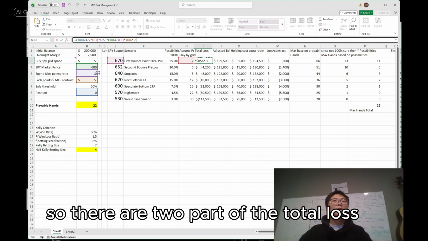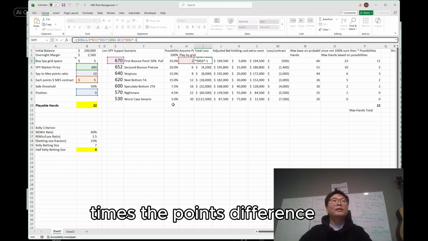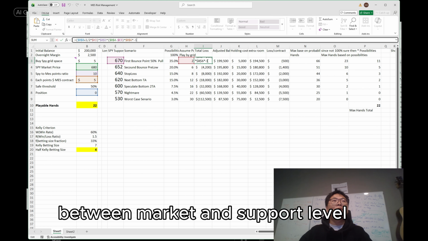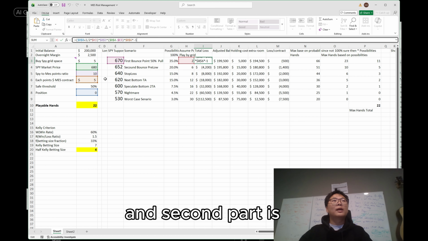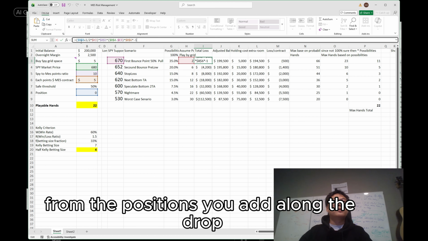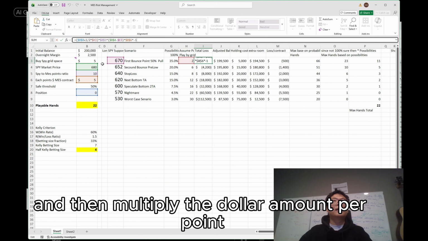So this is how you calculate it. There are 2 parts to the total loss. The first part is from the positions you already have, times the points difference between the market and the support level, then multiplied by the dollar amount per point. The second part is from the positions you add along the drop, using the midpoint of the price difference for the average, and then multiplied by the dollar amount per point.